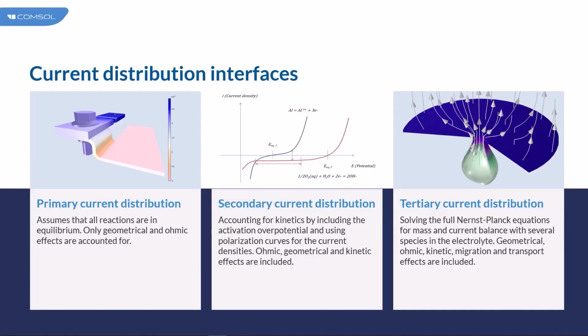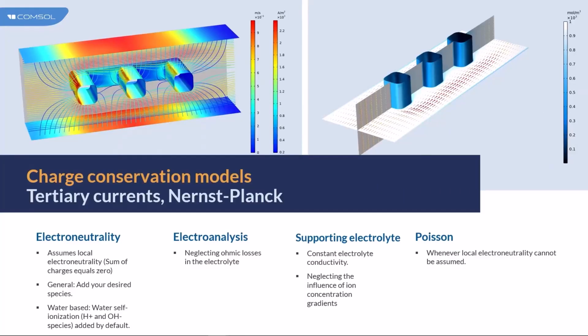In the tertiary currents Nernst-Planck interface, you have to choose between a few charge conservation models. The basic one, or the most general one, is electroneutrality, where you assume local electroneutrality and the sum of charges equals 0. And if you choose the general one, you add your desired species yourself. If you choose water-based electrolyte, the water self-ionization, so H plus and OH minus species, are added by default.